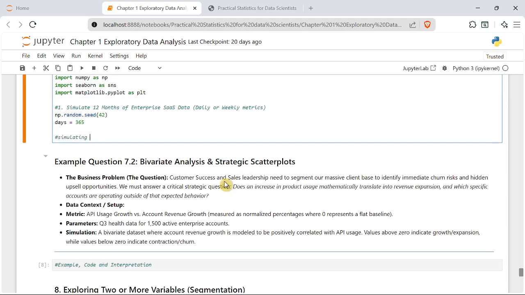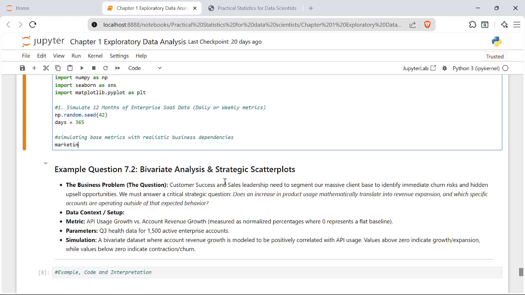Simulating base metrics with realistic business dependencies. Marketing spend equals np.random.normal(50000, 10000, days).